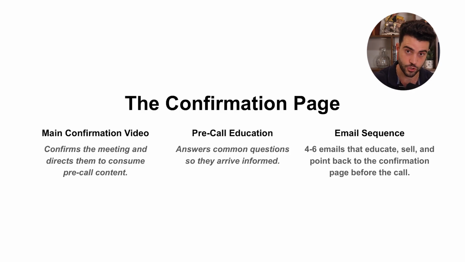So it's super important that they consume this confirmation page, and this will help you get better qualified leads that show up with higher intent and that are easier to close. On top of this confirmation page, you want to have an email sequence that goes out. This email sequence should be anywhere from 4 to 6 different emails that continue to educate, continue to sell, and point people back to the confirmation page, saying, hey, in case you didn't watch this yet, make sure you consume this before our call. It's going to really help us stay on track and make sure that we have a good, productive conversation. So this is the back-end flow that we do after the application, before the call happens itself.